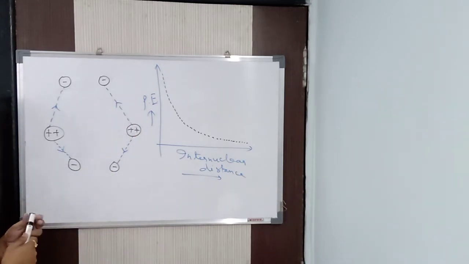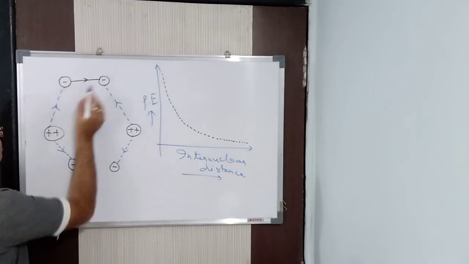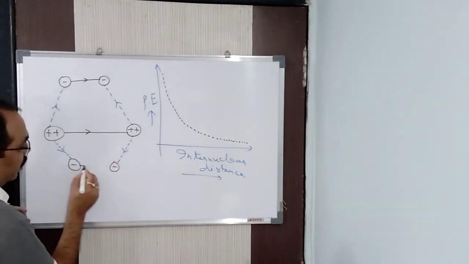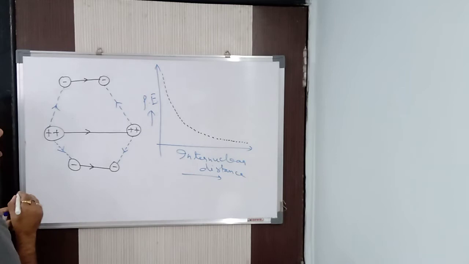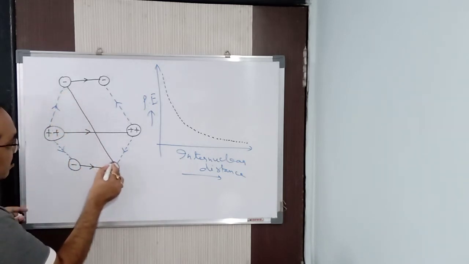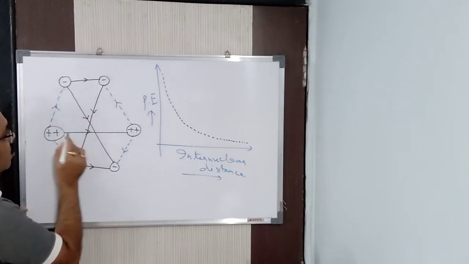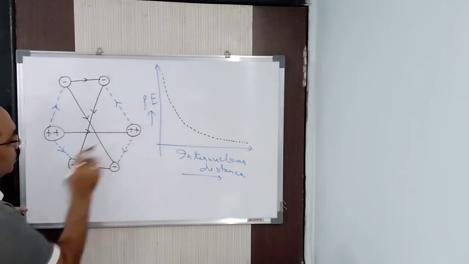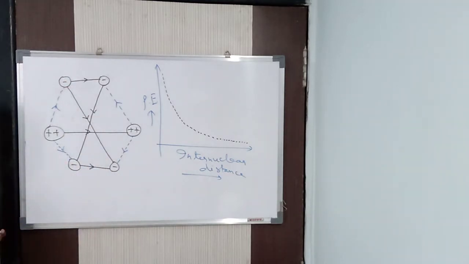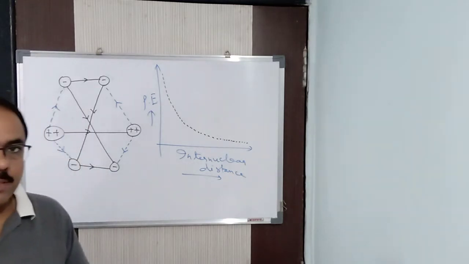Now let us see the repulsive forces. This is a repulsive force. I am drawing with solid lines. This is a repulsive force, another solid line. This is a repulsive force, another solid line. Got it? Now this is another repulsive force, and this is another repulsive force. So how many repulsive forces? 1, 2, 3, 4, 5. We can say that there are 5 repulsive forces compared to 4 attractive forces. So repulsive forces are more than attractive forces.